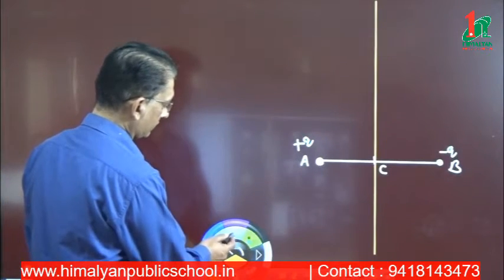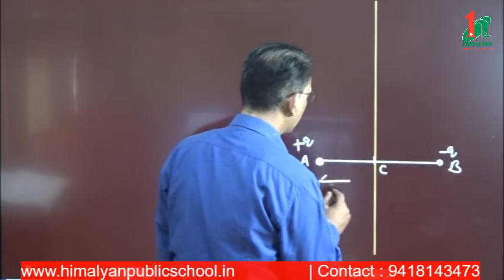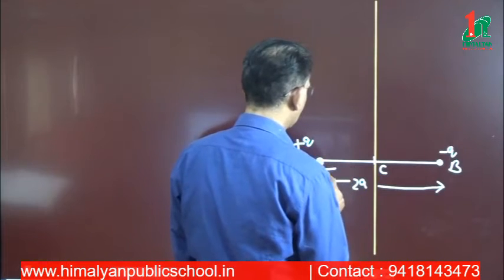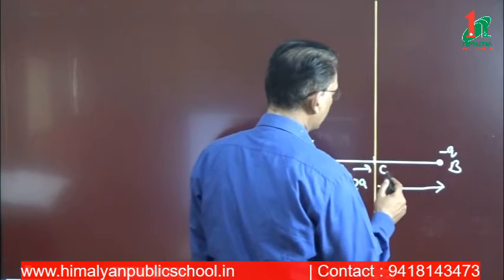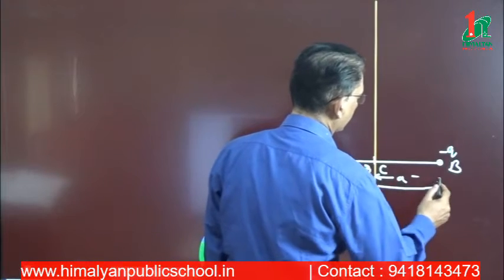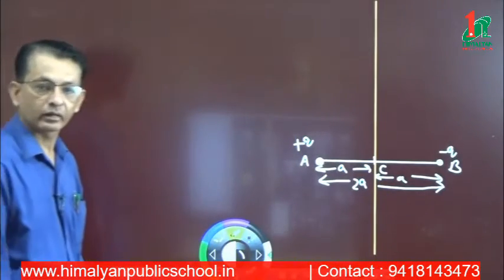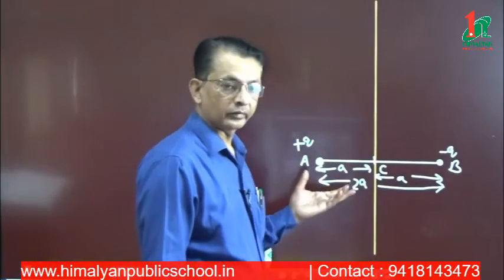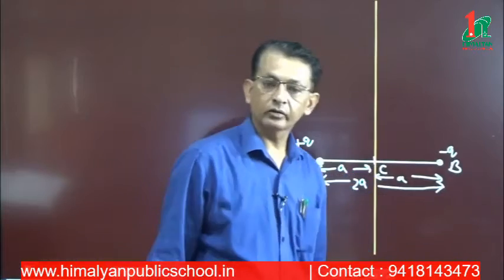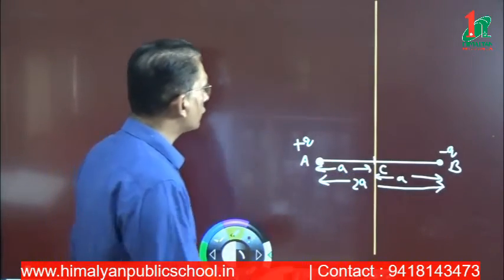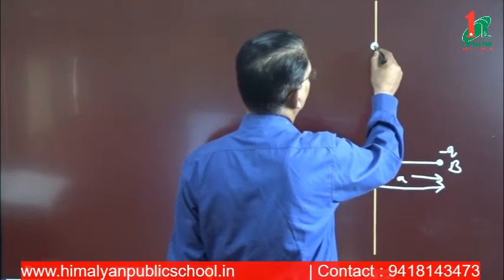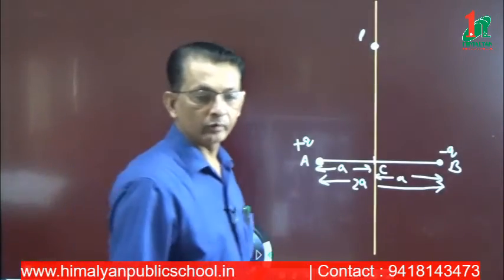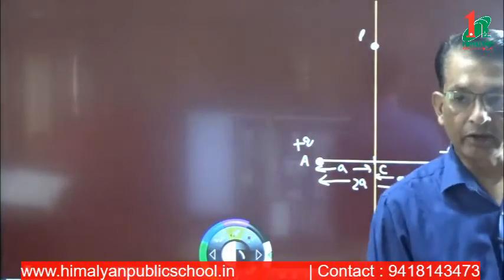Let the length of dipole be 2a, then this distance is a. AC is also small a and CB is also small a. Now we will choose a point P on the equatorial line of the dipole where we have to calculate electric field intensity.